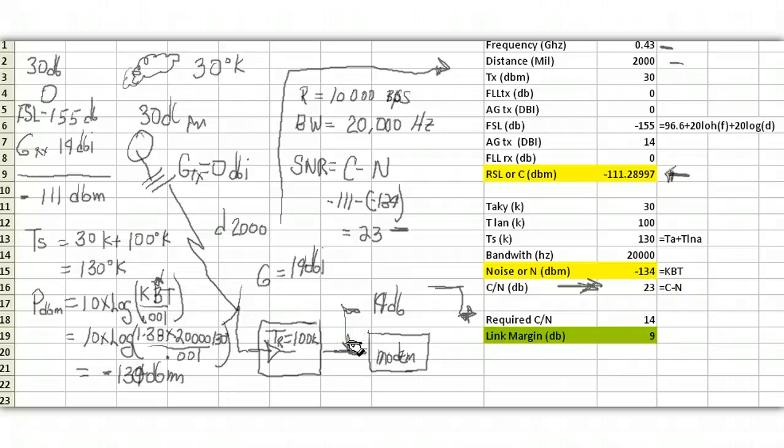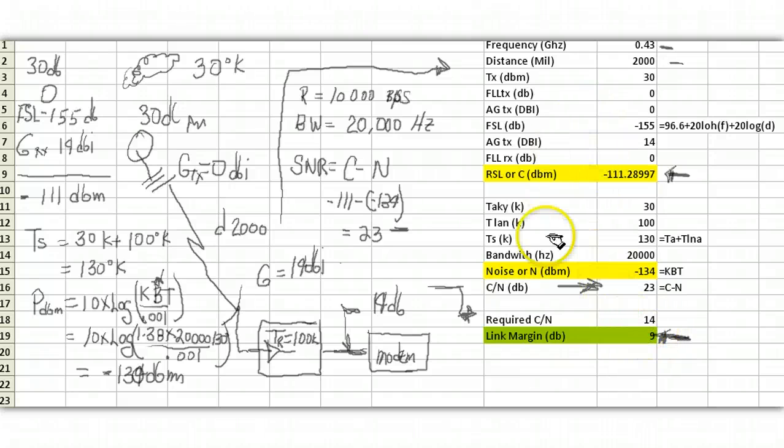The modem performs up to specification at 14. So the difference between this and 14 is this number. This is called the link margin. And if this number is greater than 0, then the circuit works and we say the link closes. If that's less than 0, we say the link doesn't close and we've got to go choose something different.